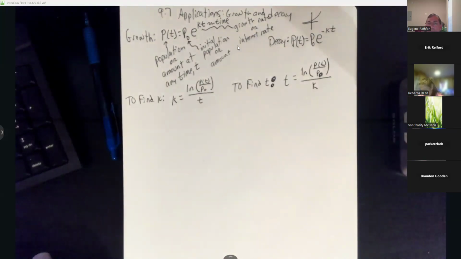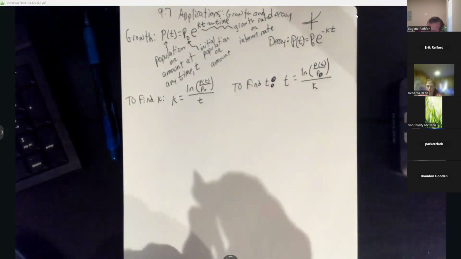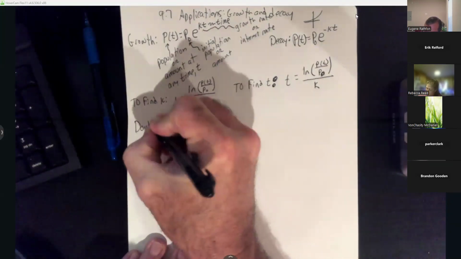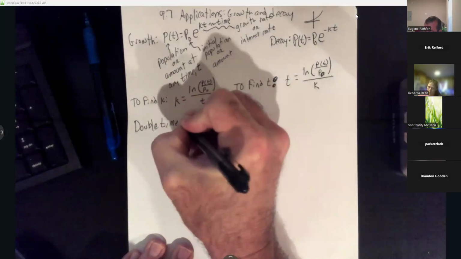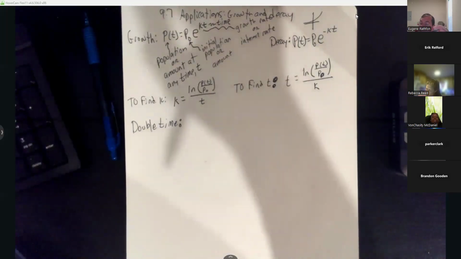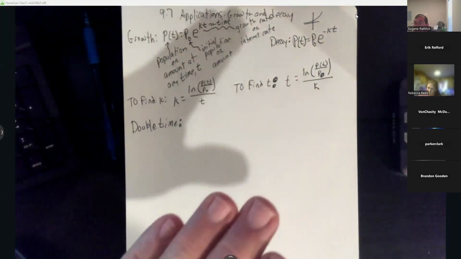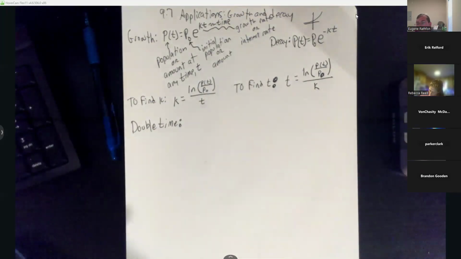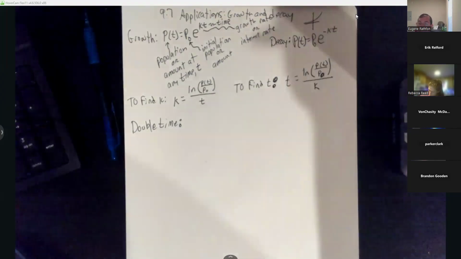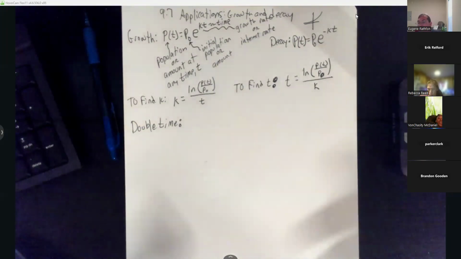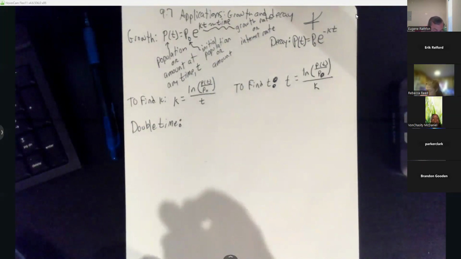All right, y'all, now I got one more formula to give us, and then we will start playing with these examples. And this formula is what we call double time. So double time will be the amount of time it takes for your population to double or for your investment to double. So I would use this formula if I invested, say, $10,000, and I wanted to know how long it took me to double that 10,000 into 20. This would be the formula we use.